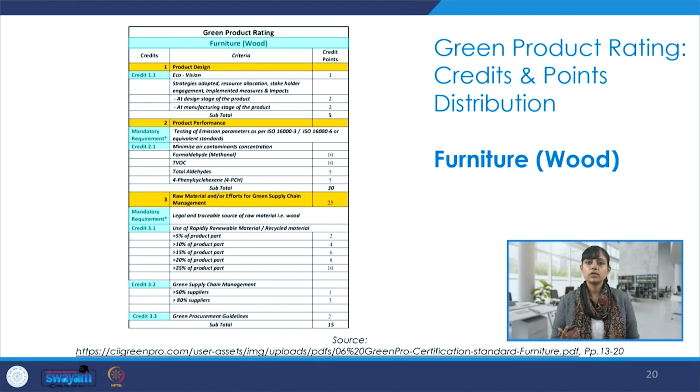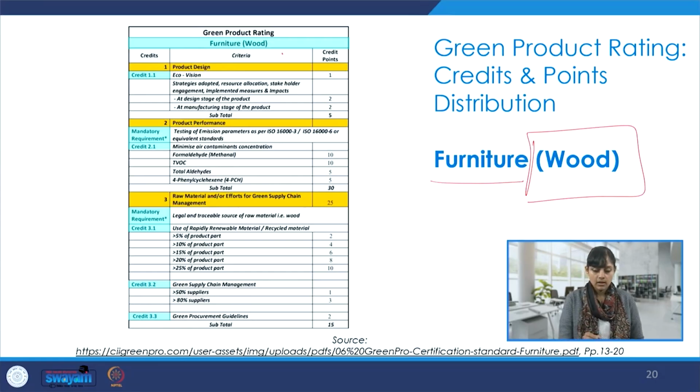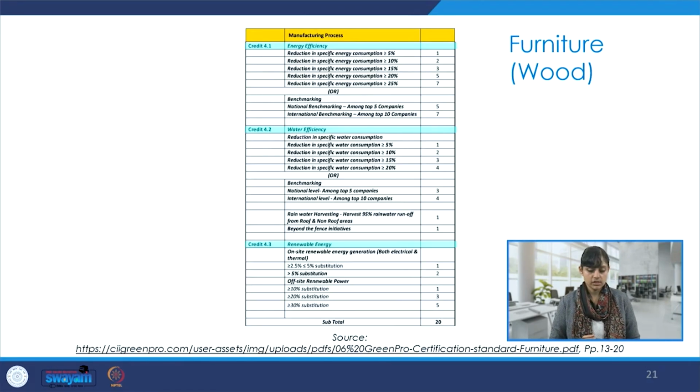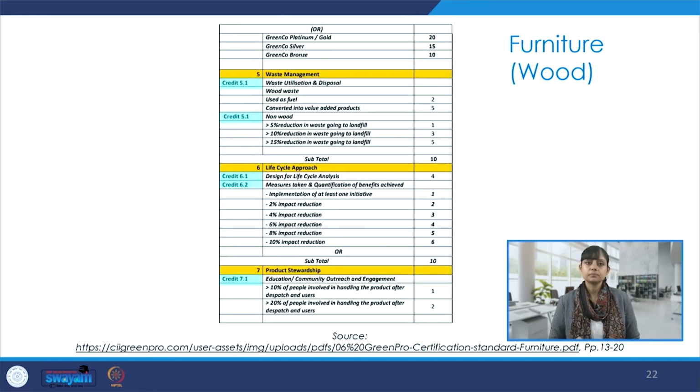We also have the green product rating, credits and points distribution for furniture, and we are talking about wood specifically. And like you see over here, again, for product design, product performance, raw material, green supply chain management, and then the manufacturing process, where we talked about energy efficiency, water efficiency, renewable energy. We again have points and sub-points, and then we have associated credit points, which go with all of these.